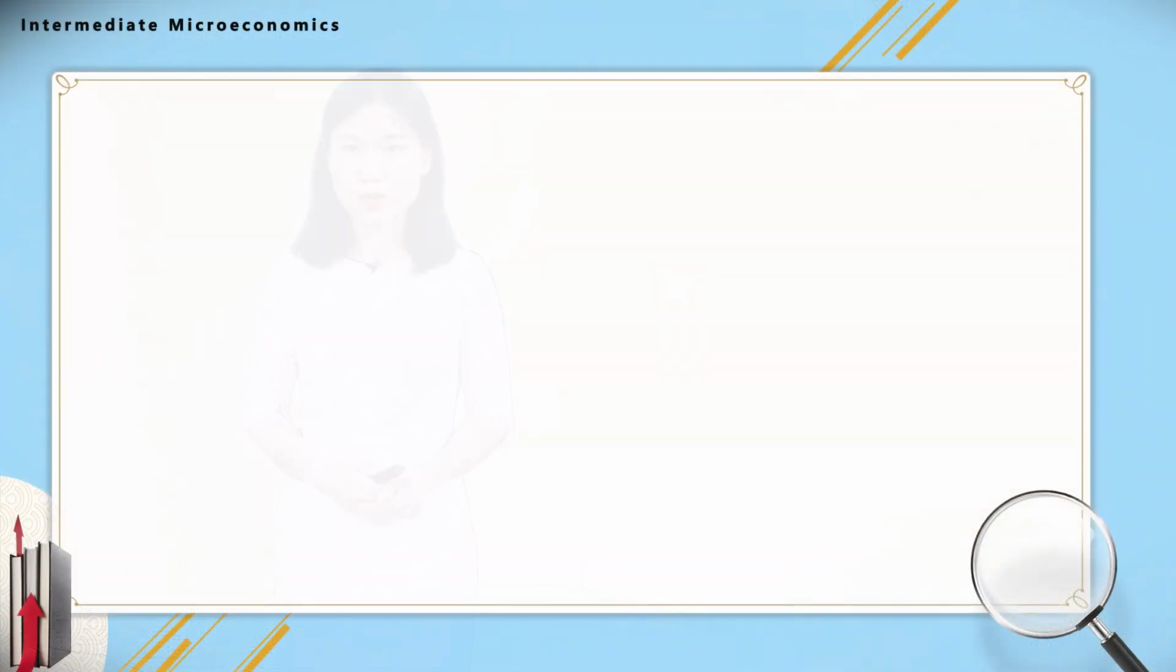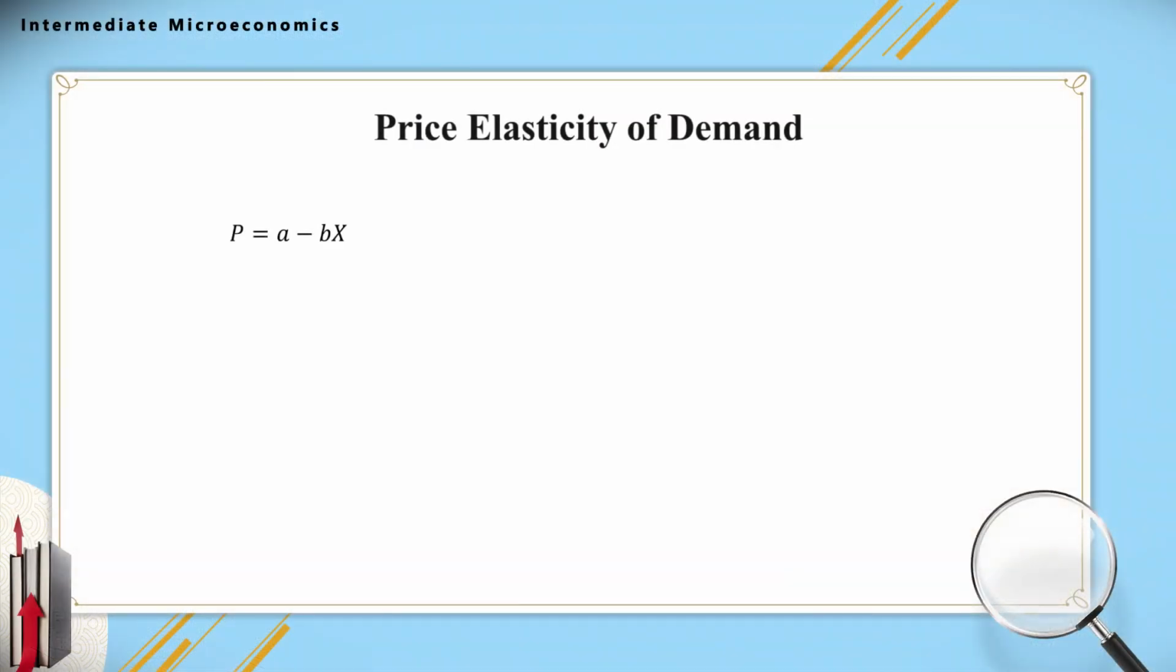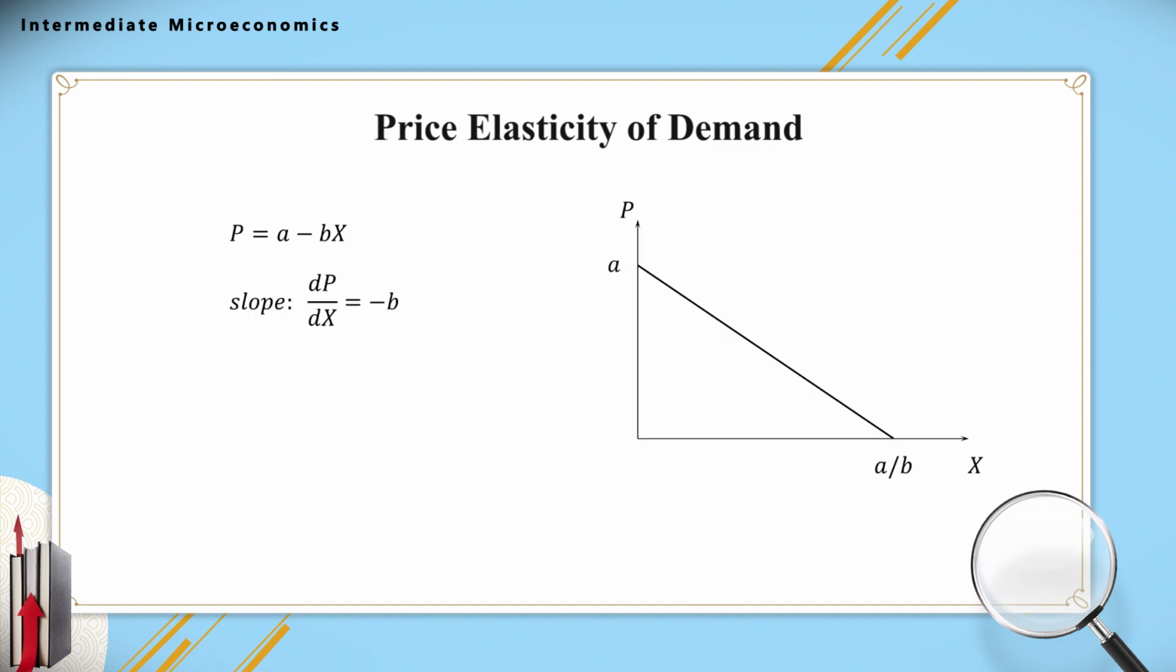Now, let's try to calculate the price elasticity of a linear demand curve, such as P equals A minus BX. This linear demand curve has a constant slope, minus B. That is the derivative of price with respect to the demand for X. Inversely, the derivative of demand for X with respect to price is minus 1 over B.